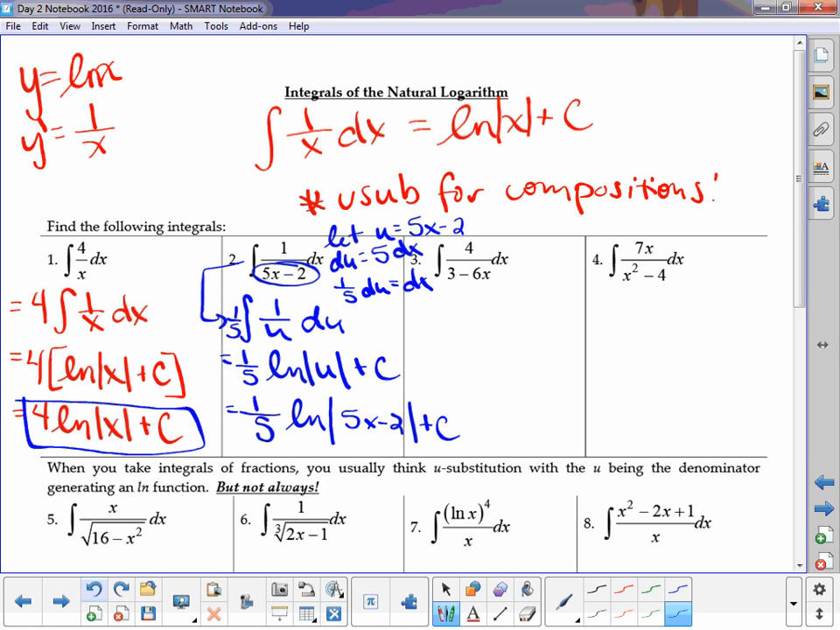Alright, so 4 is a little bit more complicated. We see we have a 7x up top, not just a constant. And we have x squared minus 4 in our denominator. We already talked about how we cannot break it up as 7x over x squared minus 7x over 4. We could factor the denominator, but that's not going to help us out at all. What do you guys want to do? What are your thoughts? Besides nothing, you must do something.